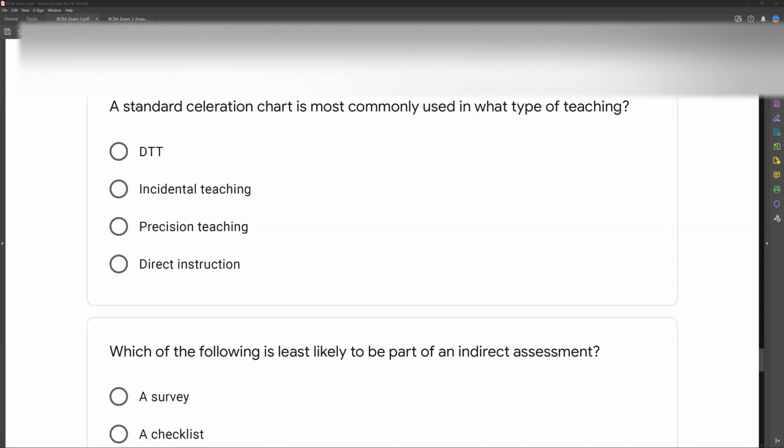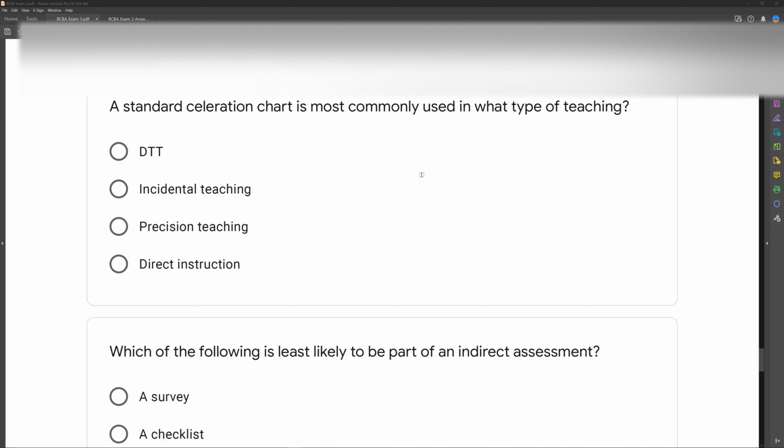1. A standard acceleration chart is most commonly used in what type of teaching? A standard acceleration chart looks at fluency. So we're looking at fluency of the learner. And when we're using this very specific type of chart, we're typically using a very specific type of teaching.